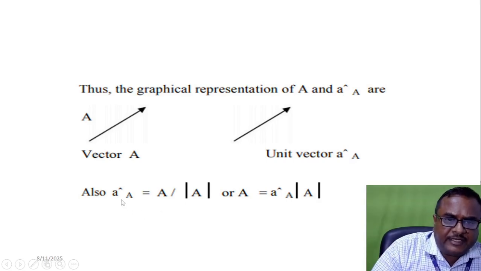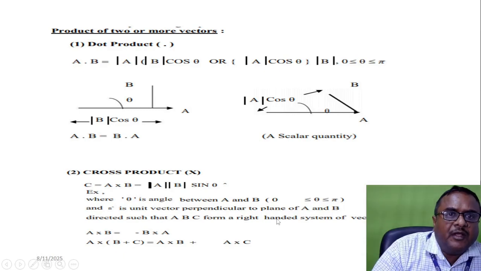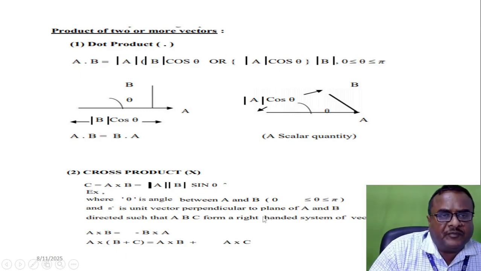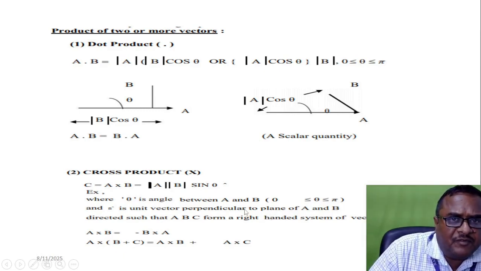So in general, in the graphical representation of a vector A, we have 2 components, that is magnitude as well as direction. Magnitude is A and A cap is the direction. So we can write A cap equals A vector divided by the modulus of A.